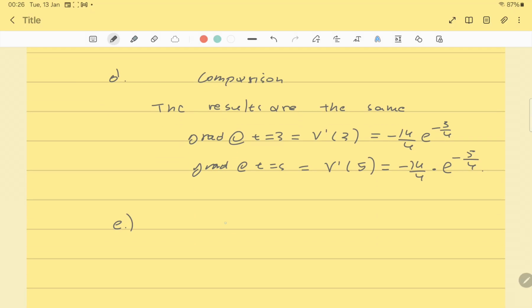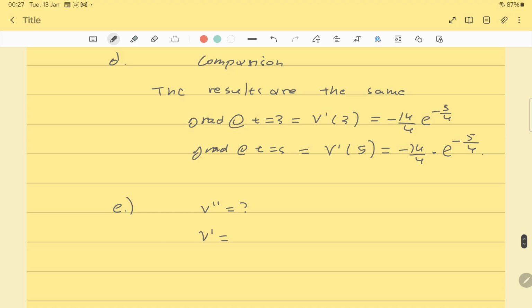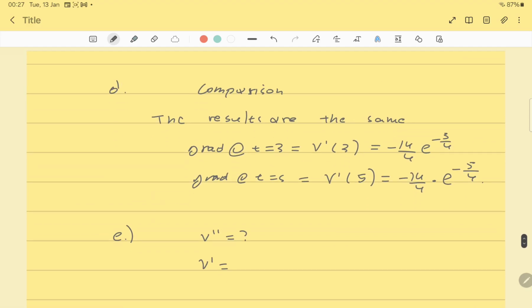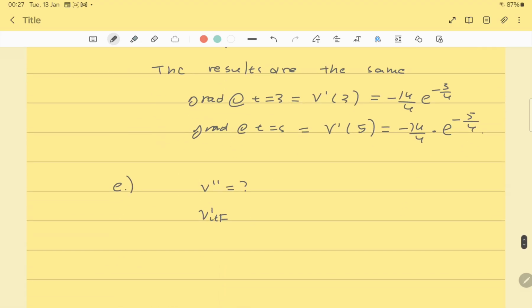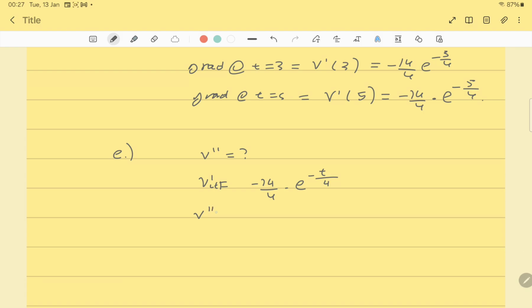Now for E, we want to find the second derivative. What is it going to be? We know the first derivative of v of t is minus 14 over 4 times e to the minus t over 4. Let's differentiate this. So it's going to be minus 14 over 4 times e to the minus t over 4, derivative of this, minus 14 over 4 times e to the minus t over 4 times minus t over 4, derivative of this.